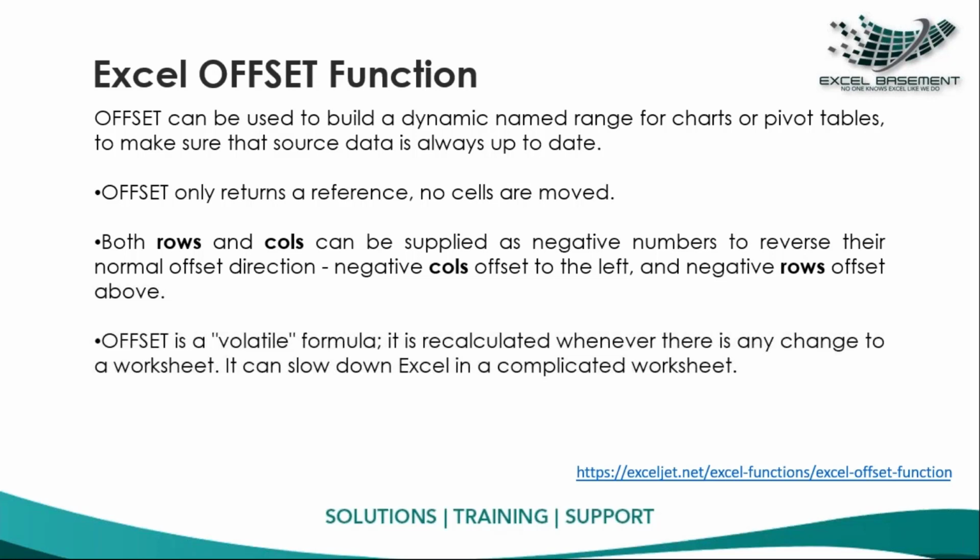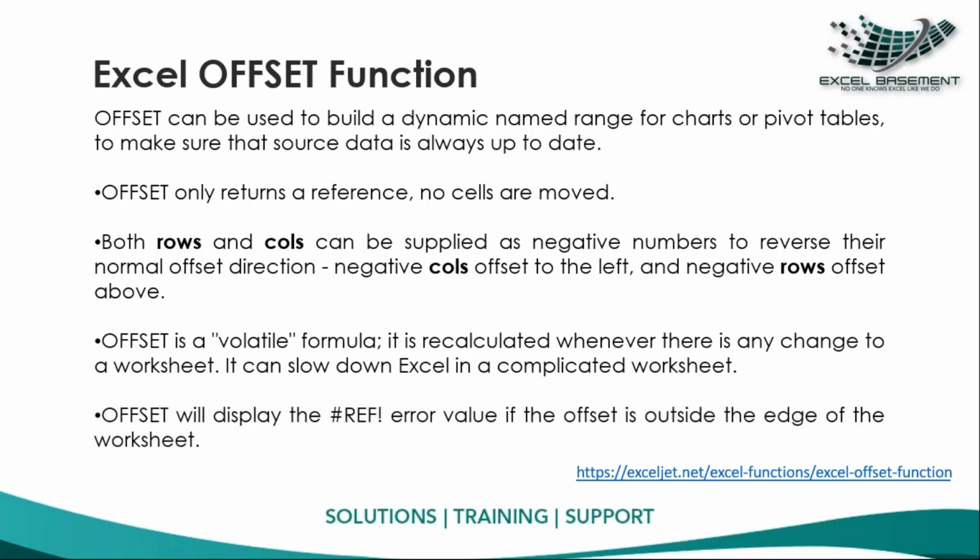Okay. So as we discussed, offset is a volatile formula. It is recalculated whenever there is any change to a worksheet. So technically it slows down Excel in a complicated worksheet if it's a very big size. And offset will display the reference error value if the offset is outside the edge of the worksheet.